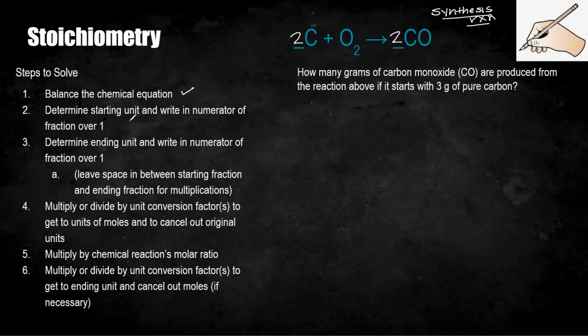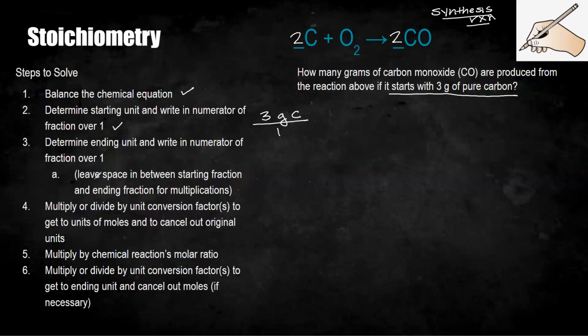My second step is to determine the starting unit and write in the numerator of a fraction over 1. So this is very similar to our dimensional analysis step. So this problem says, how many grams of carbon monoxide are produced from the reaction above if it starts with 3 grams of carbon? So I'm going to underline that there, starting with 3 grams of pure carbon. So my first step, I'm going to write my starting unit, 3 grams of carbon over 1.